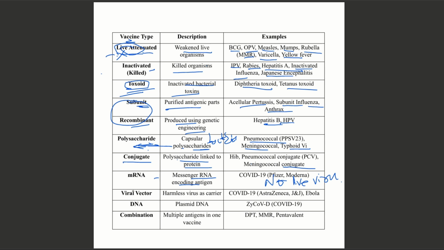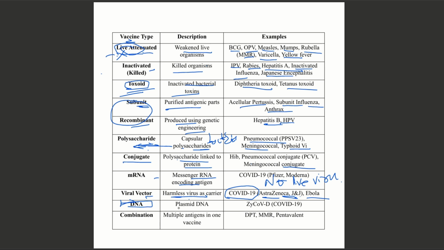The next is viral vector. This vaccine uses a harmless virus as a carrier to deliver genetic material. It is also used in COVID-19, that is AstraZeneca and Johnson and Johnson. These are two vaccines made by these companies. Another example is the Ebola vaccine. Then next is DNA vaccines.